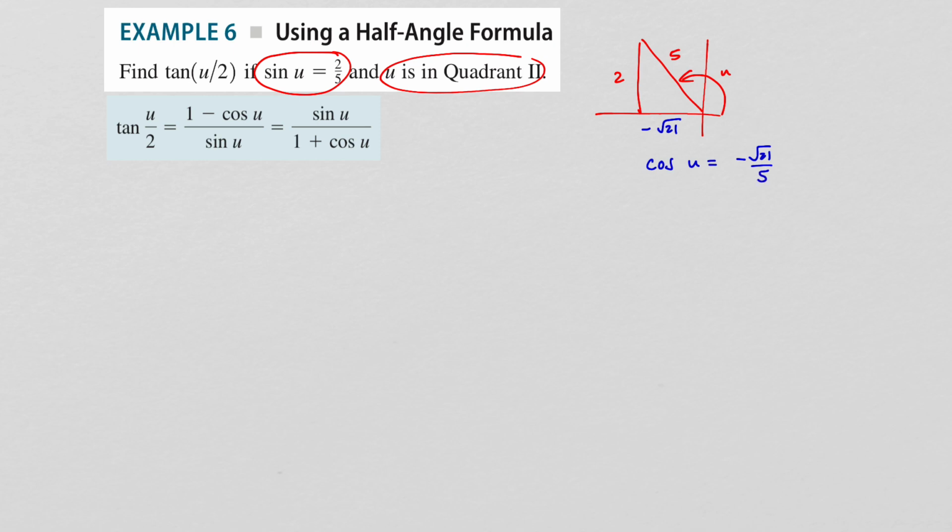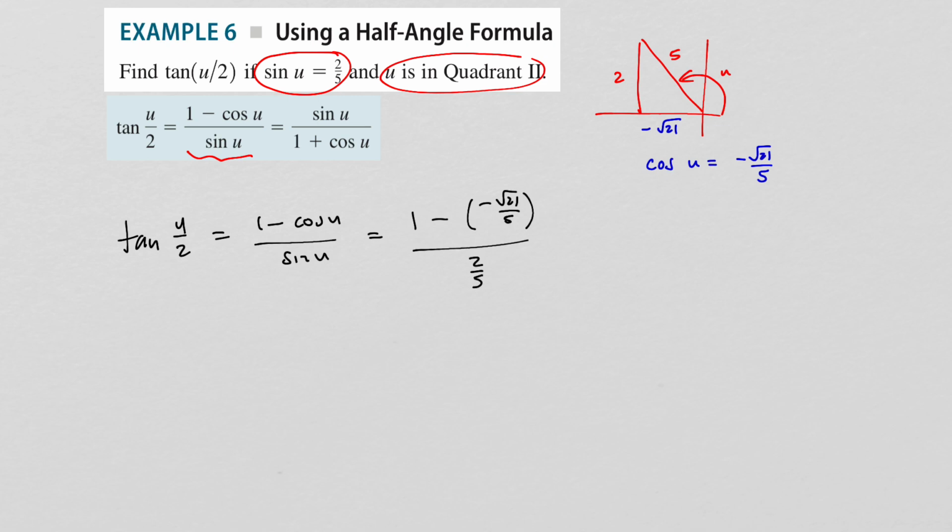So again, it doesn't matter which one of these you choose to use here, but I'm going to use the first one because I just like the denominator a little better. It's a little simpler. So the tangent of u divided by 2 in this case is 1 minus cosine of u, divided by sine of u. This is equal to 1 minus negative square root of 21 over 5, divided by sine of u, which is 2/5. Then I'm just going to multiply the top and bottom by 5. That will give us 5 times 1 is 5, plus, right, minus is plus. The 5's cancel out and we get radical 21. And then in the denominator, we just get 2.